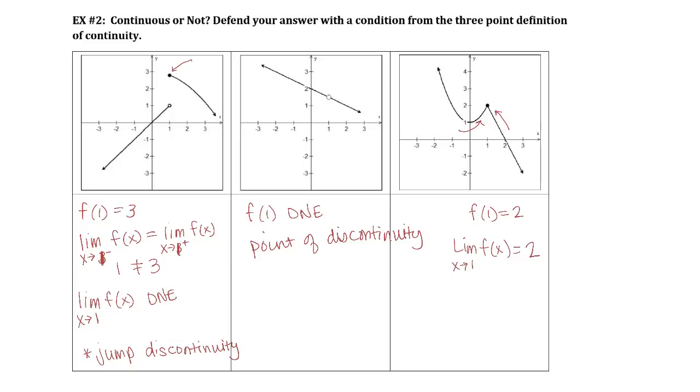So finally, our third step, we need to see if the limit as x approaches 1 of our function is actually equal to f at 1. And the answer is yes. We have 2 equals 2. So here we are continuous at x equals 1.